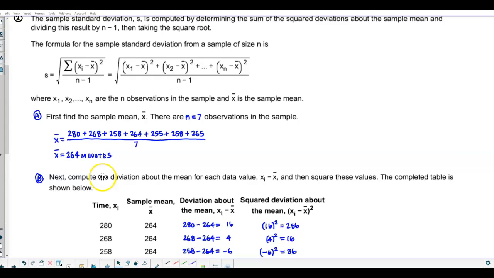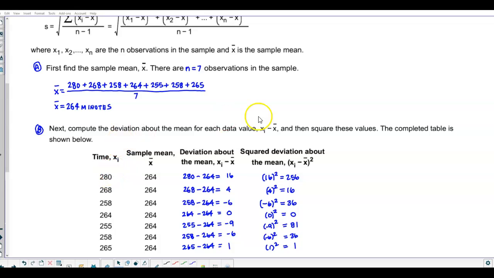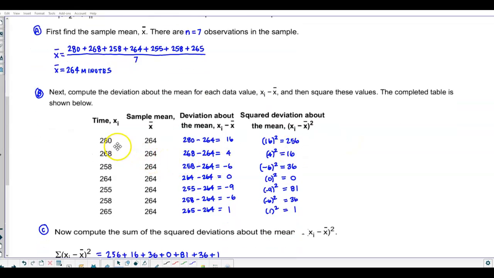Now that we have the sample mean, we can compute the deviation about the mean for each data value, taking each data value and subtracting the mean, and then we're going to square that result. You can see here that the first data value is 268, the sample mean is 264. When we subtract them, we get 16. And then we square that deviation by taking 16 squared, which gives us 256.